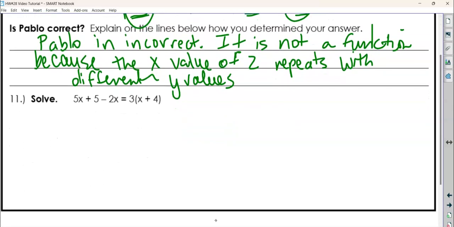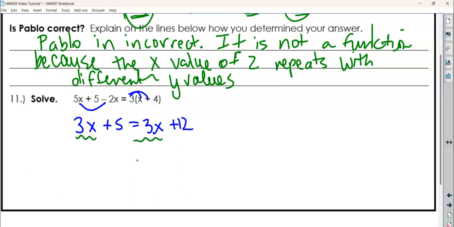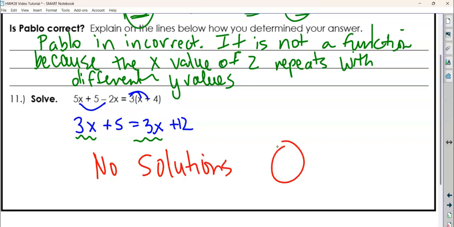All right, let's take a look at this equation here. This one requires us to combine like terms. 3x plus 5 equals 3x plus 12. Oh, I see it already. Matching coefficients. So I either have infinite solutions or no solutions. You have infinite solutions if the constants match. You have no solutions if the constants are different. So this has no solutions. Or you can write the null set, right? The null set.